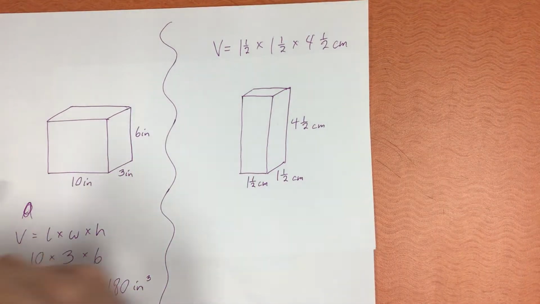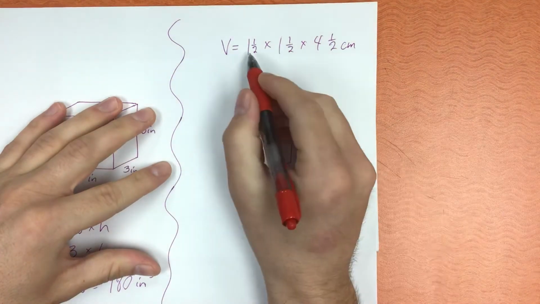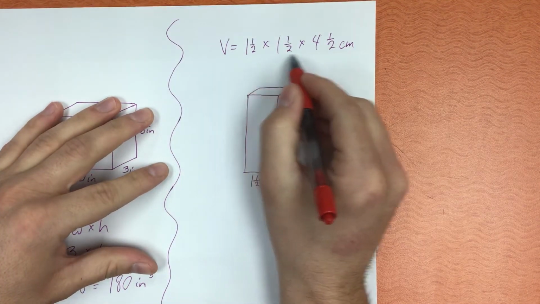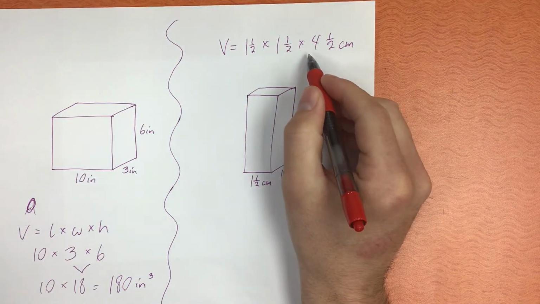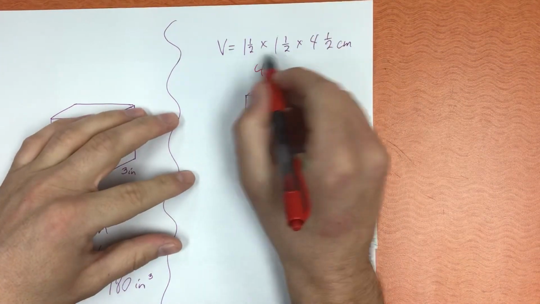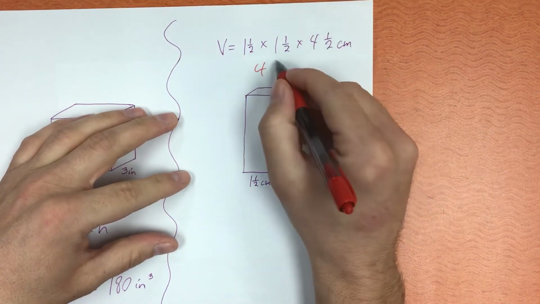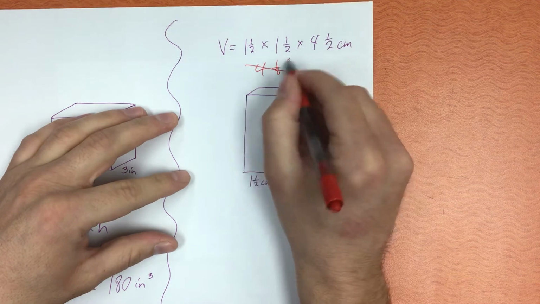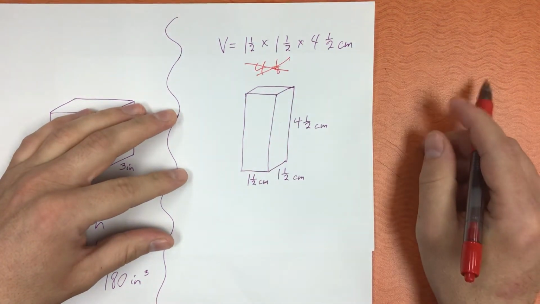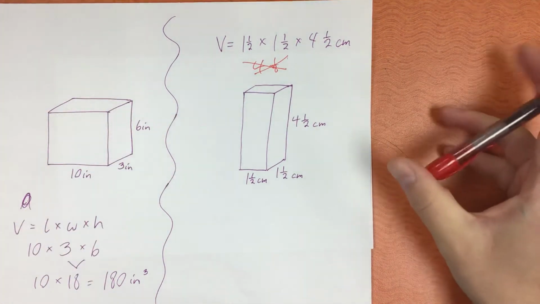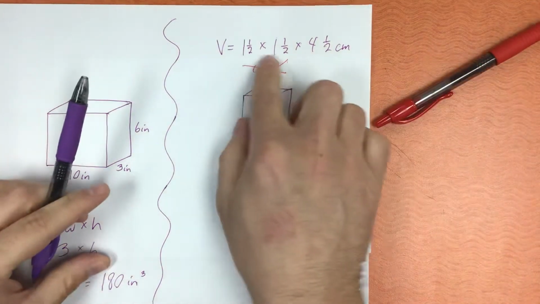The problem is a lot of people are going to want to go like this. I'm going to put it in a red pen so that you know this is not right. A lot of people go, okay, well, 1 times 1 times 4 is 4, and a half times a half is a fourth, times a half is an eighth. That's not the way it's going to work, all right?